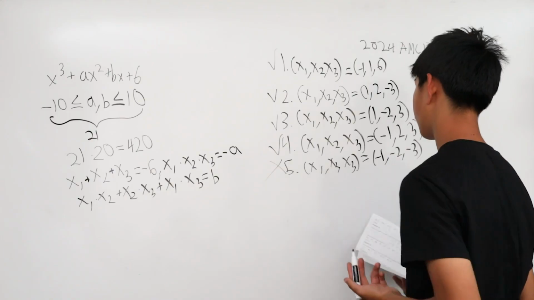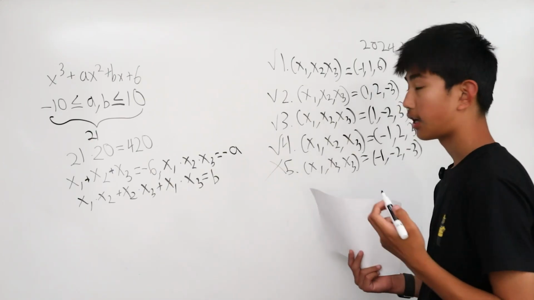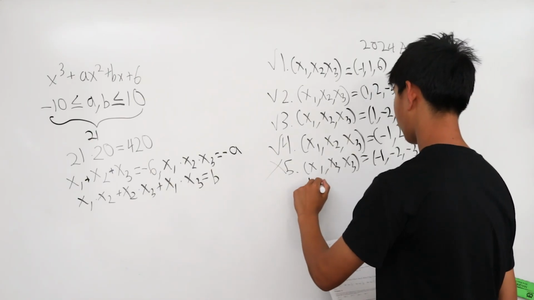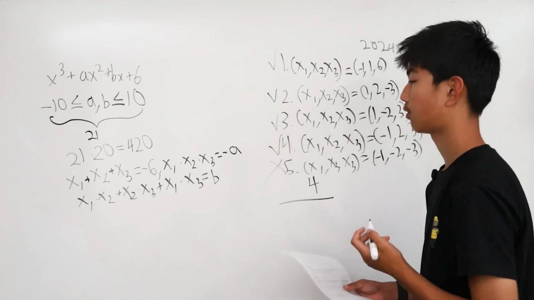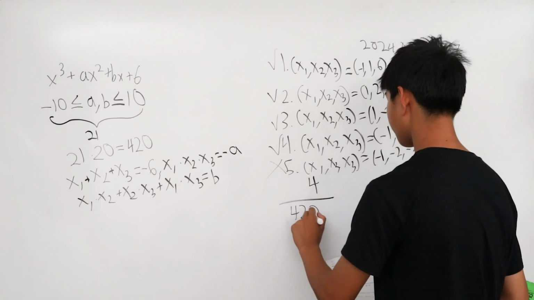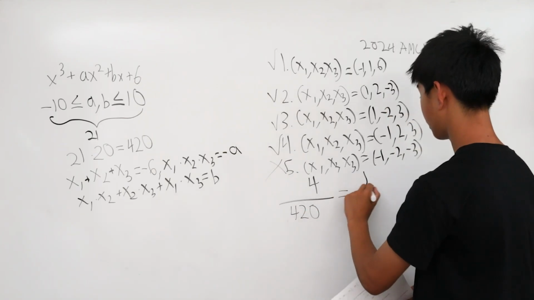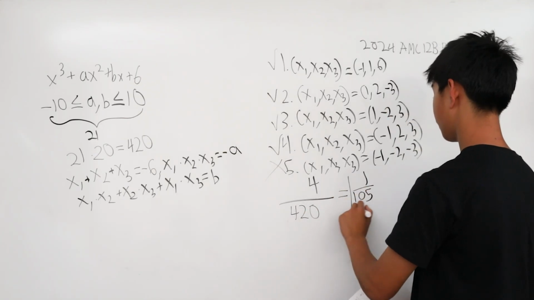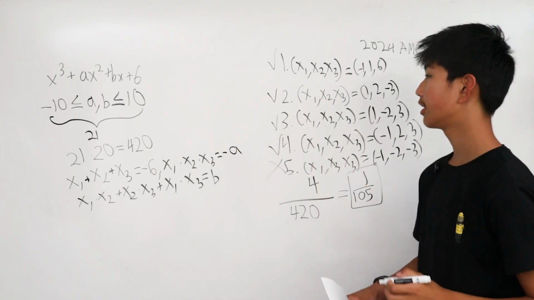It would be the total number of good outcomes, which is 4, over the total number of outcomes, or pairs in this case, which is 420. 4 over 420 is 1 over 105. So that is our answer, and that is pretty fantastic.